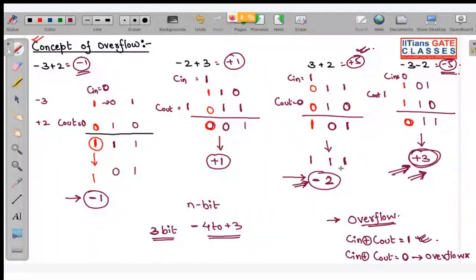So this is 1, 1, 1. Yes. So this will be -3 then. Okay, -3. So yes, this is okay. -3 and +3.